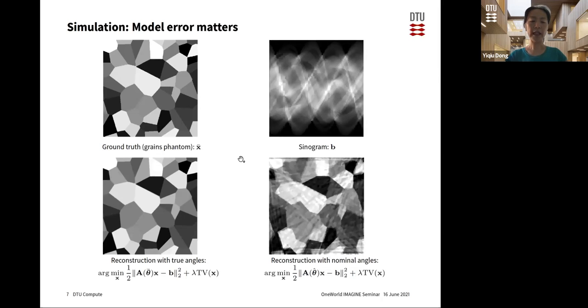And here is the sinogram. If we know the true angle, then we can get a reconstruction by solving, for example, this minimization problem. Here, the data fitting term comes from the assumption that the measurement noise follows a Gaussian distribution. We use total variation as regularization, and we can get an almost perfect reconstruction. But if we do not know the true angle, and we only know the nominal angle, which is slightly different from the true angle, it means there are model errors in our forward operator. Then if we use a similar reconstruction method, we can only get this quality of result. Because of the model error, the quality of reconstruction here is not really good.